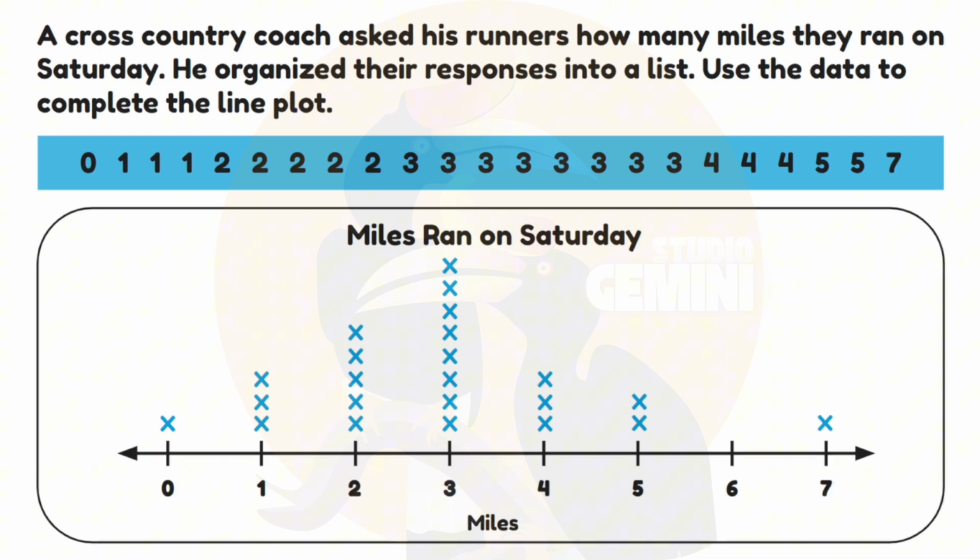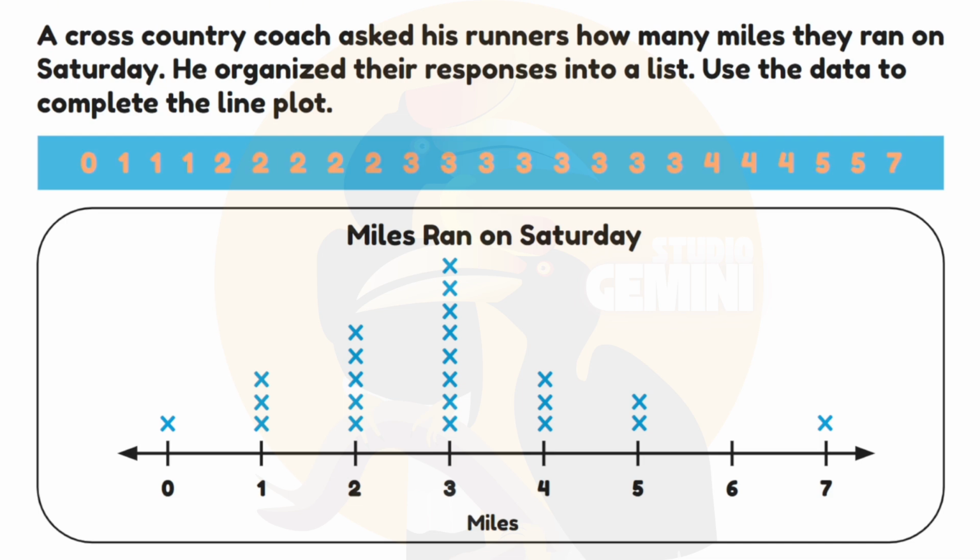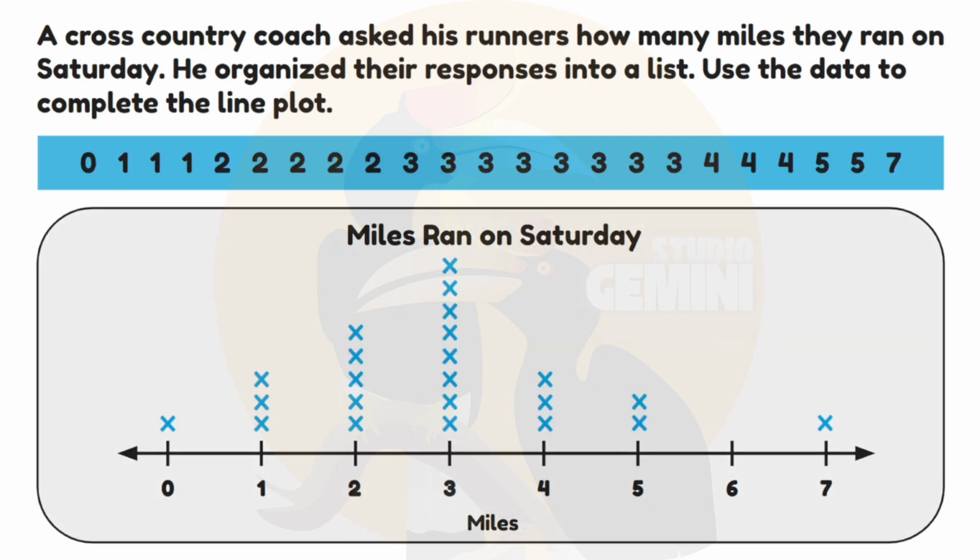Let's make sure we graphed all of our data. There are 23 data points in our list, and we plotted 23 X's. Great! We didn't miss any runners.